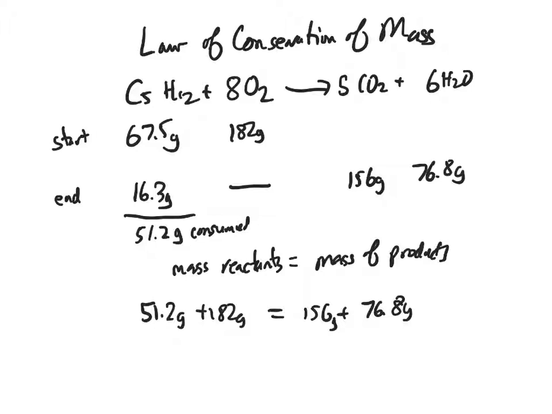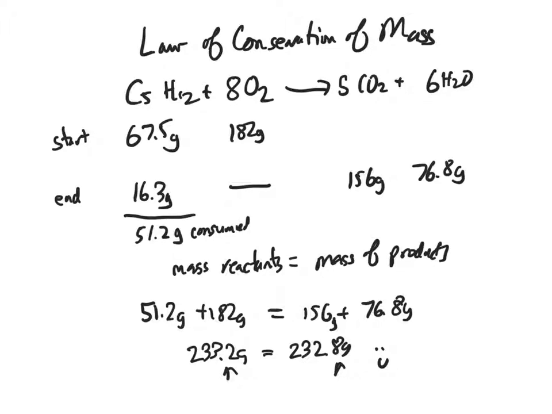And so 51.2 plus 182 is 233.2 grams, and 156 plus 76.8 is 232.8 grams. And so we're plus or minus 0.4 grams. That's certainly good enough for government work, so to speak. We had some rounding error in there. We didn't carry on the significant figures. If we'd done that, we would have come right on the mark with the same amounts for both. So that shows the law of conservation of matter.